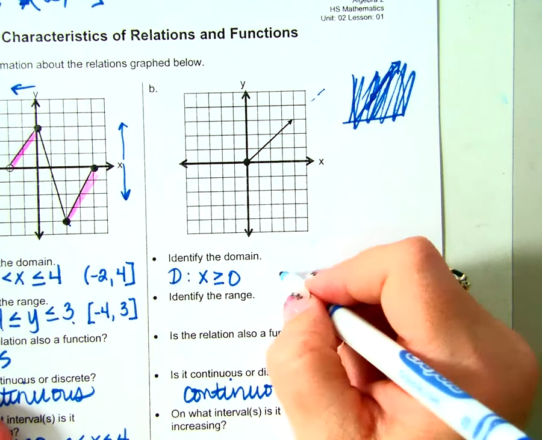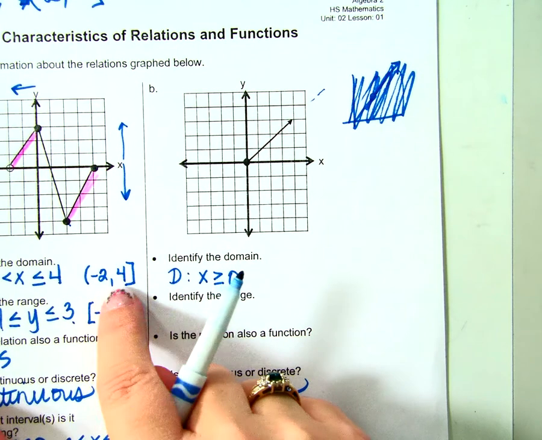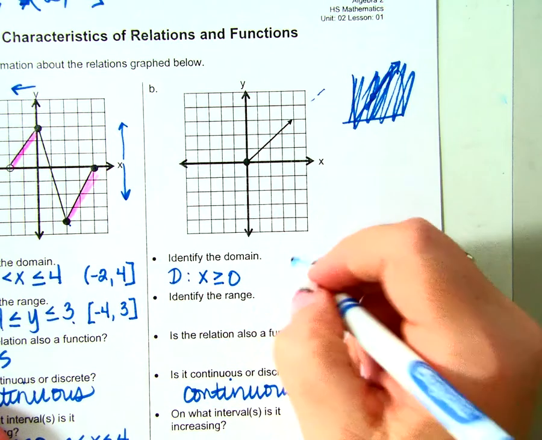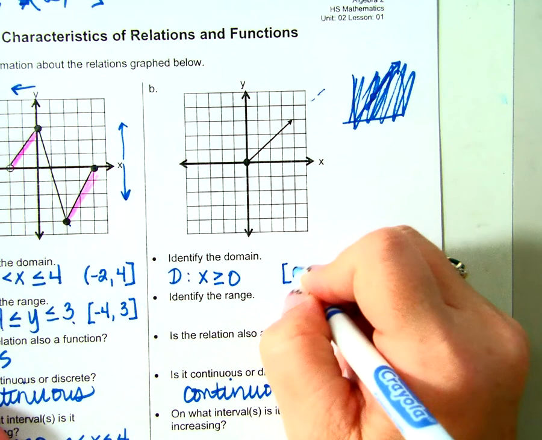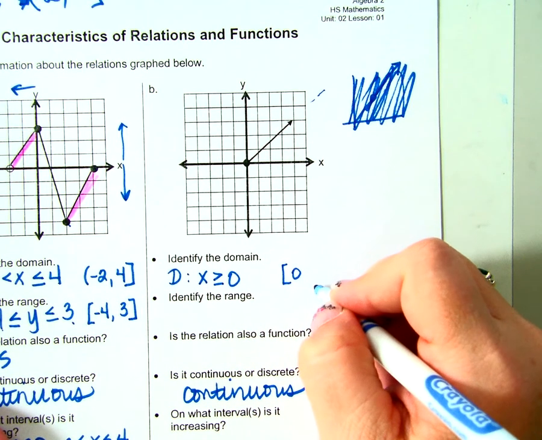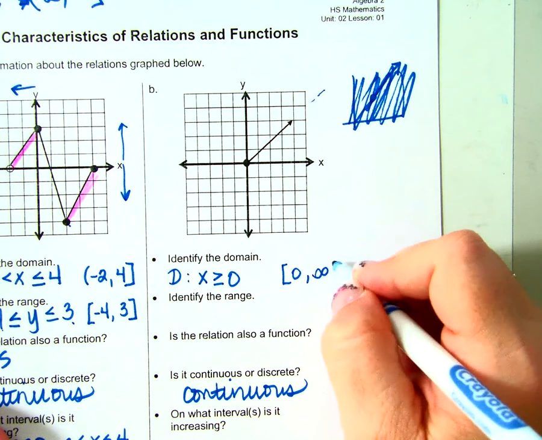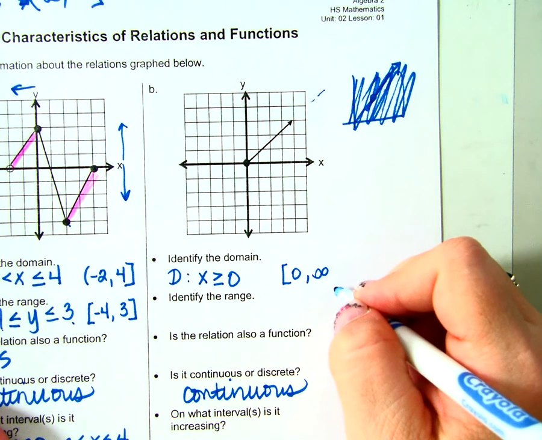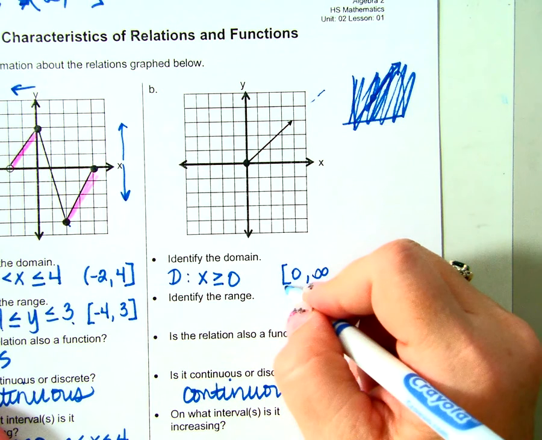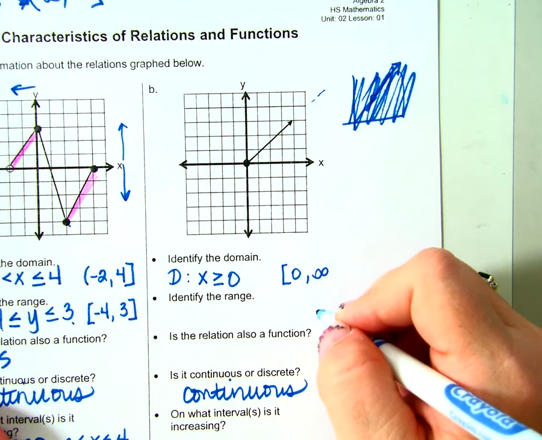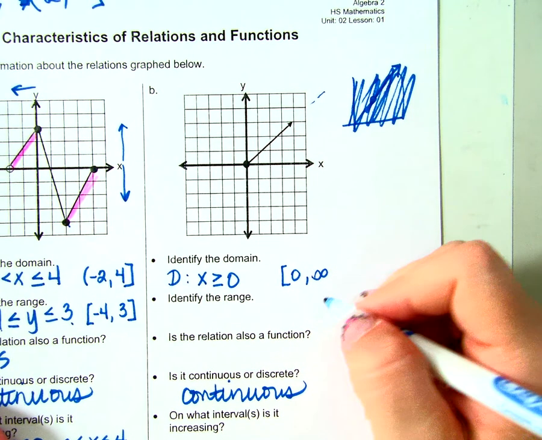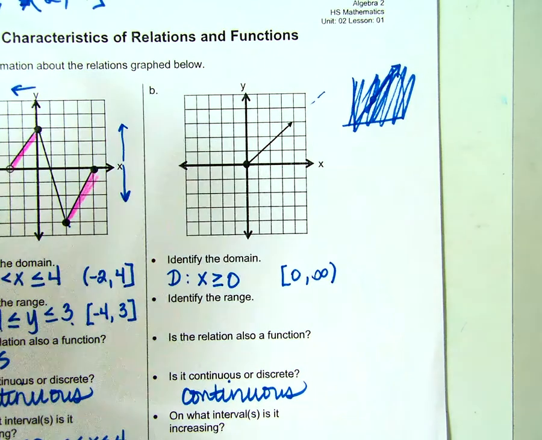Okay? How am I going to write it if it looks like this? I start at 0 and go where? Infinity. Bracket or parenthesis? Bracket means it includes the end of that point. Do you know where the end of infinity is? Me neither. Parenthesis. Okay? Anytime you use an infinity symbol, it's going to be a parenthesis.